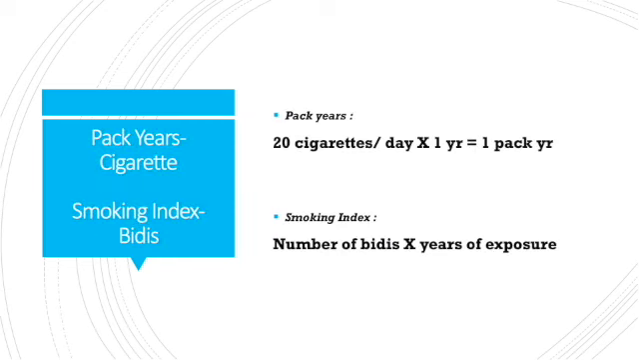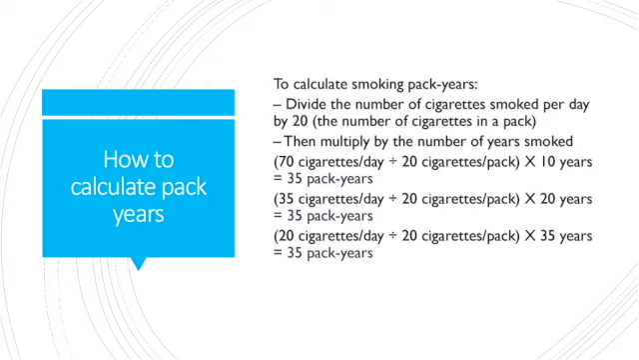When you know the number of packets, you just need to calculate the pack years for smoking cigarettes. So if 20 cigarettes in a day for a year, then that is 1 pack year. If he's smoking 2 packs in a day for a year, it's 2 pack years. If he's smoking bidis, you calculate the smoking index. This is the number of bidis multiplied by the years of exposure. How do you calculate pack years? If he says, I don't smoke a pack in a day, I smoke 7 cigarettes in a day, then you take the number 7, divide it by 20, multiply it by the number of years he smoked, and you know your pack years. So calculation of pack years is very important.